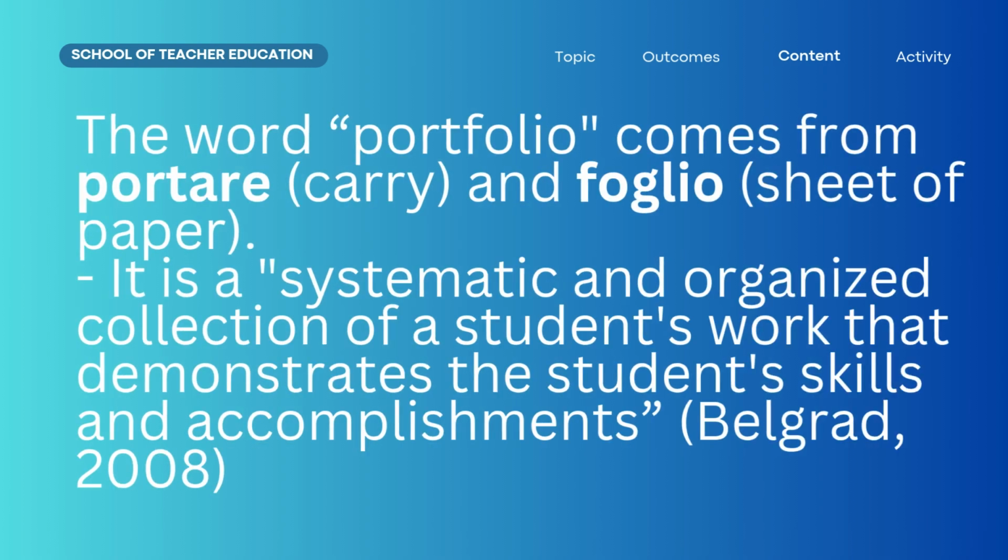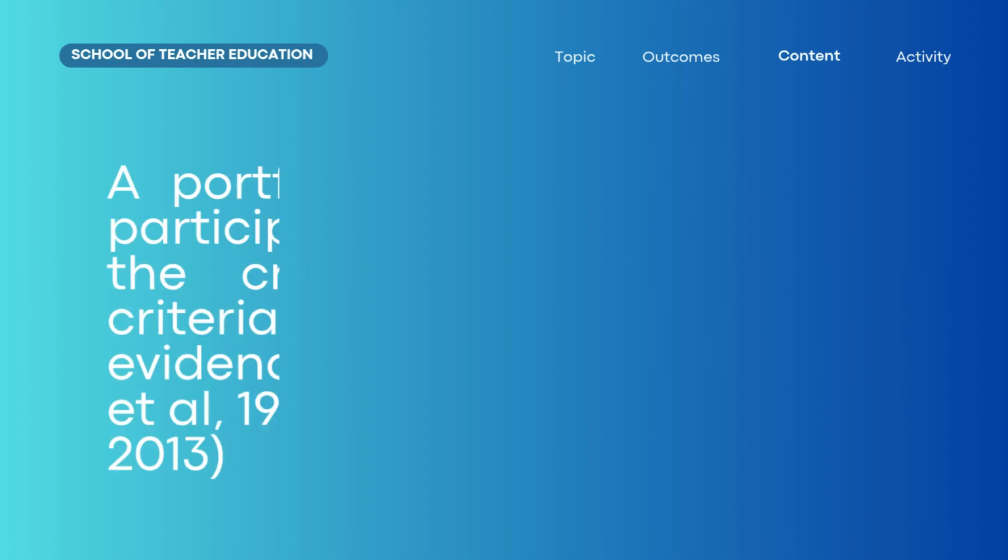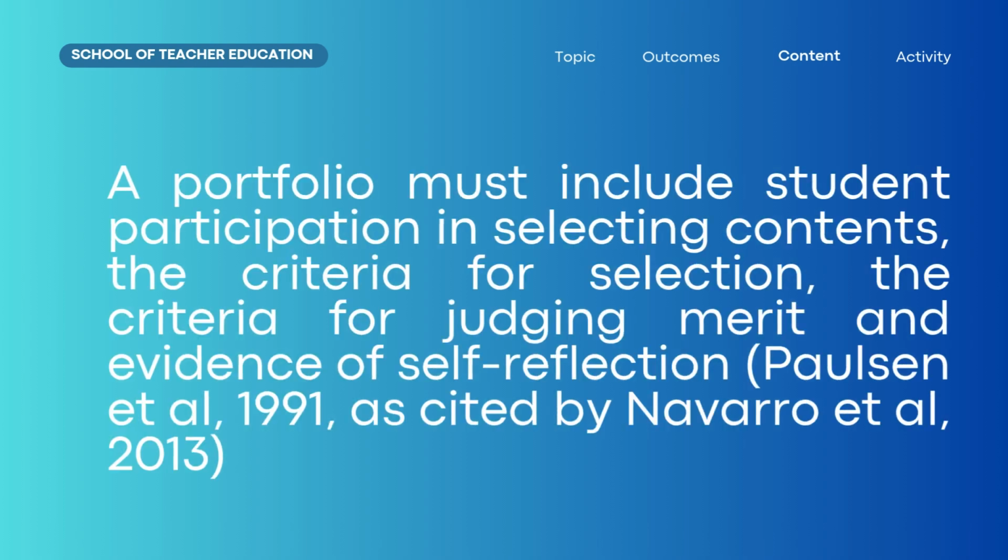So, by definition, portfolio comes from the word portare, and folio means to carry a sheet of paper. It is a systematic and organized collection of students' work that demonstrates the student's skills and accomplishment. That's according to Belgrade in 2008. Also, a portfolio must include student participation in selecting contents, the criteria for selection, the criteria for judging the merit, and evidence of self-reflection. That's according to Paulson, 1991, which was also cited by Navarro et al.